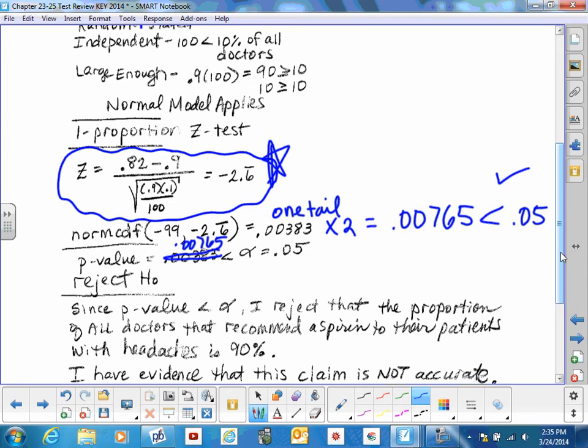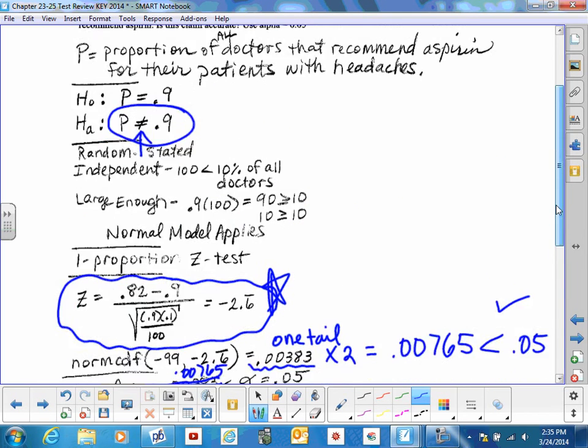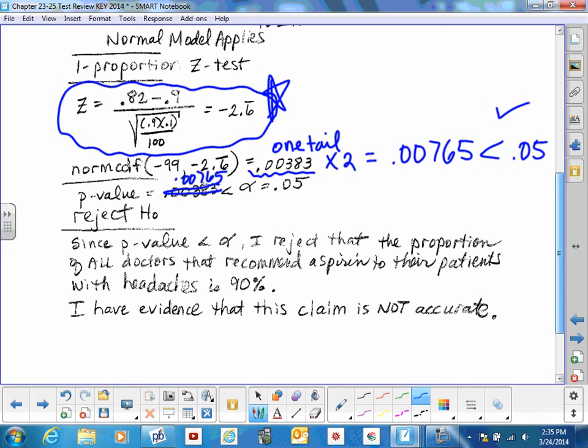But when I did this by hand, I erred because this number is just for 1 tail, and since my hypothesis has a 2-tail alternative, I needed to multiply this number by 2, so the p-value is 0.00765, which still gives me the same decision, so that was good.